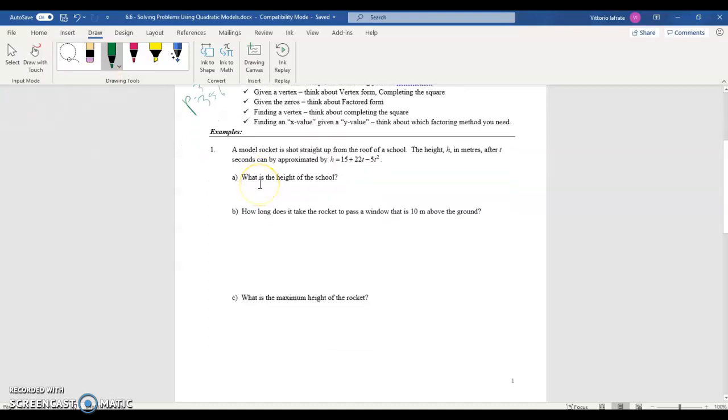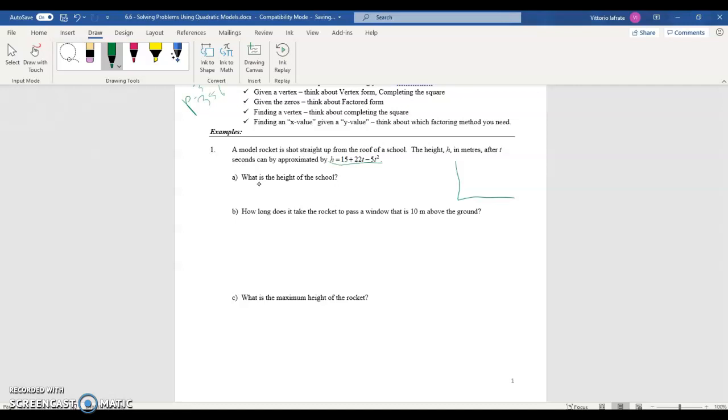A model rocket is shot straight up from the roof of a school. The height, h in meters and t in seconds, can be approximated by this equation over here. So we have our equation given to us. And I'm going to just draw out a little sketch here because I already know what this kind of looks like. You're shooting a rocket up in the air, and you're not on the ground.